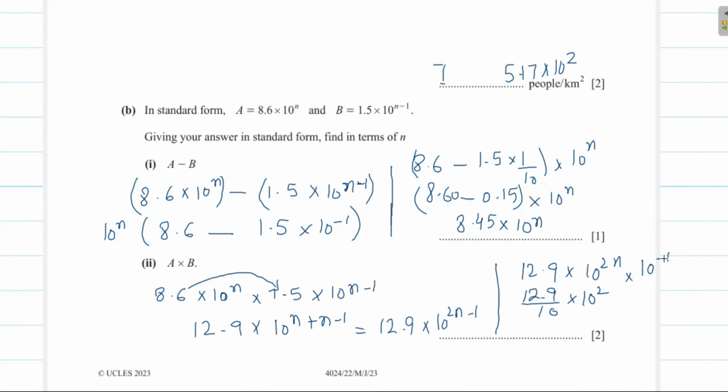Now this value 10 power minus 1 is shifted from numerator to denominator. Therefore, that value becomes 12.9 over 10. That's equal to 1.29 into 10 power 2n, and 1.29 into 10 power 2n is the answer.